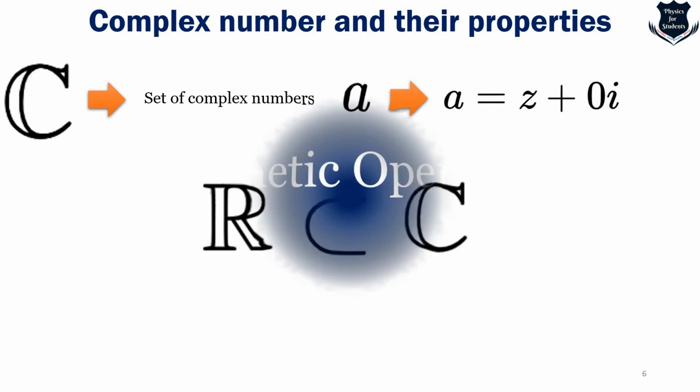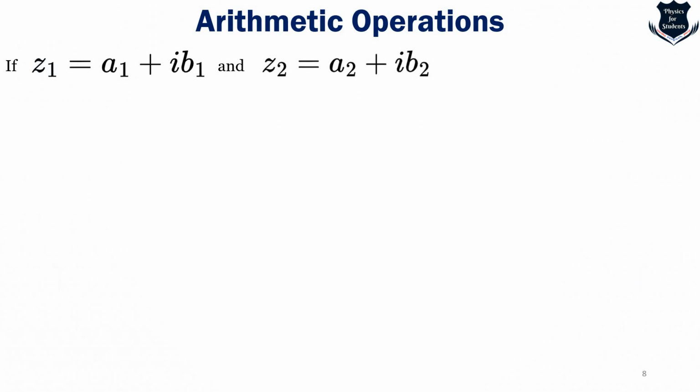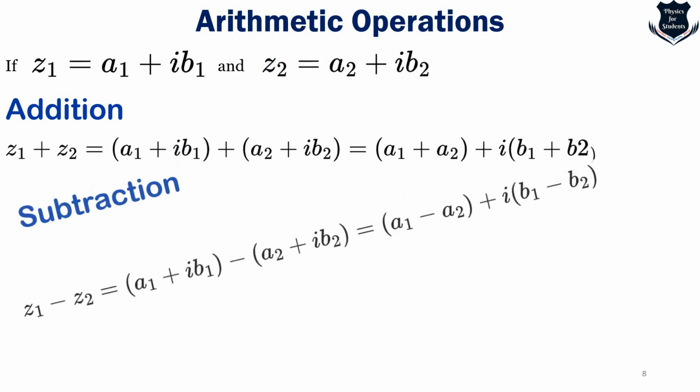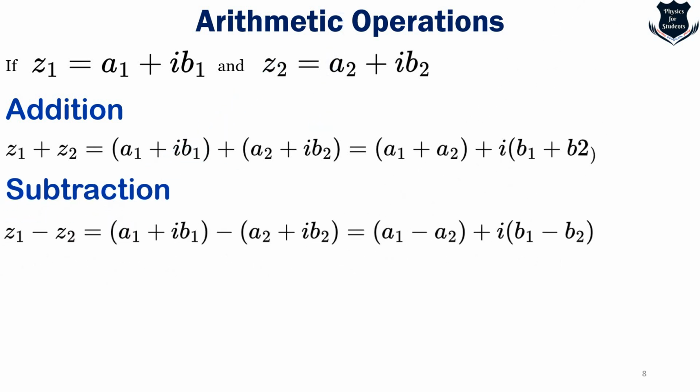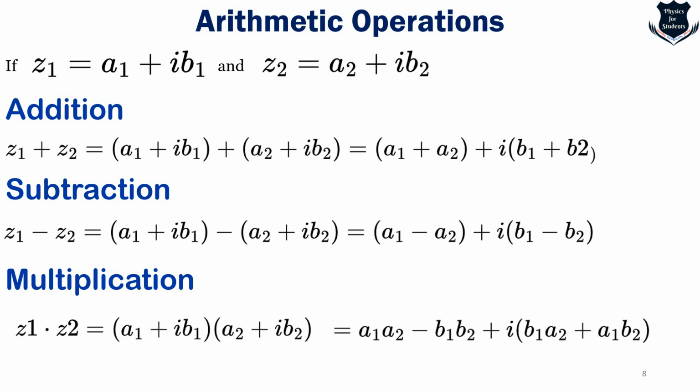Okay, now we come to the next important part, that is what are the arithmetic operations. I believe that most of you know, but I will just like to give you a basic understanding of arithmetic operation. So if z1 equals a1 plus ib1 and z2 equals a2 plus ib2, addition comes under this rule. You can look into it, nothing much, you can find it on the internet or in other basic lessons. Subtraction is followed by this, multiplication is followed by this, and it leads to this.